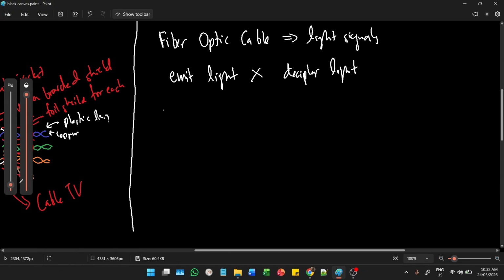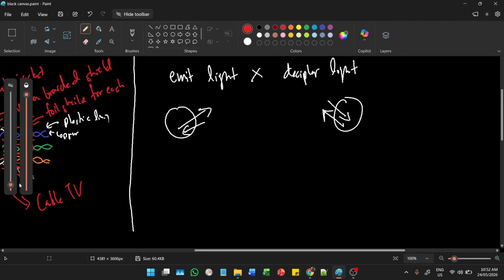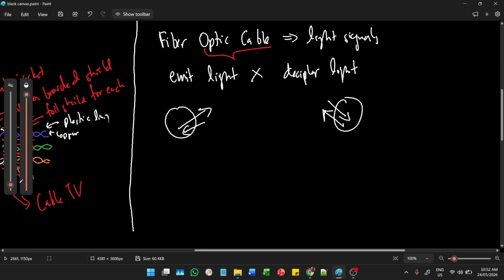Well, it has a specific device. The transmitter has a specific device that can emit light, and the receiver probably has a part or component that can decipher light, and the same thing can happen from either way, right? So essentially, the fiber optic cable is something of a wave guide, right? It's a wave guide that guides the light wave.